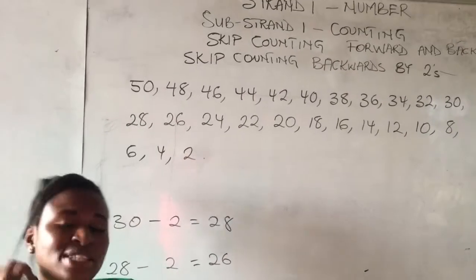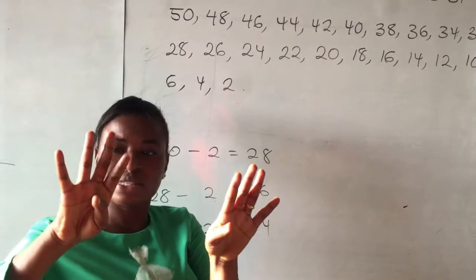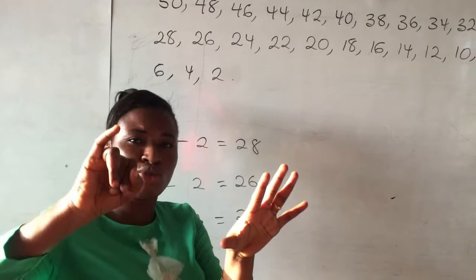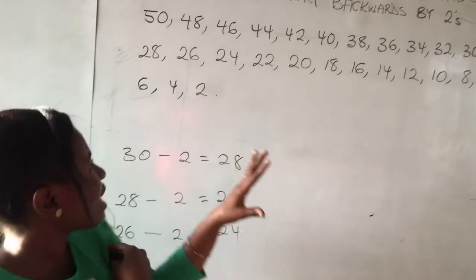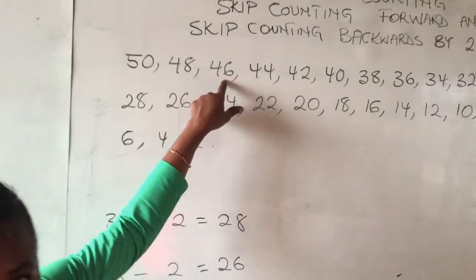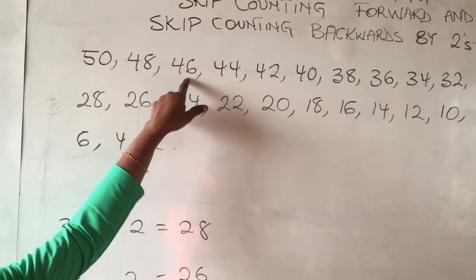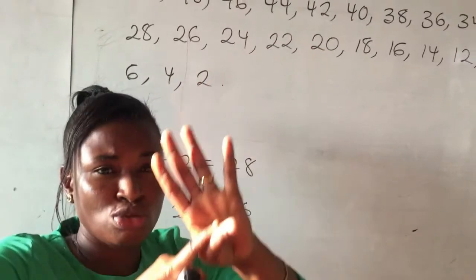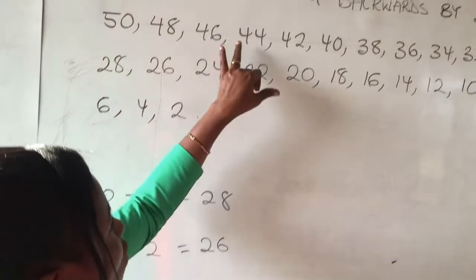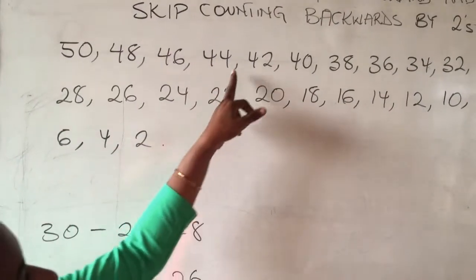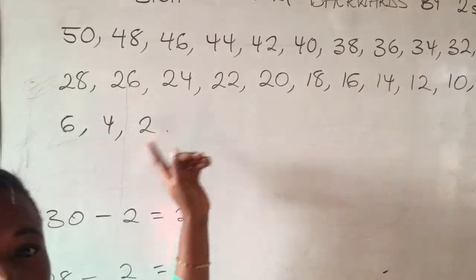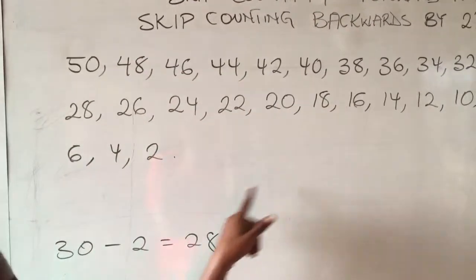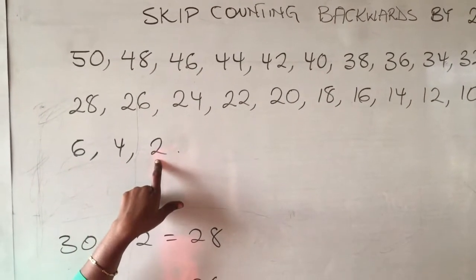So if I have 8, and I subtract 2, what do I have? 6. So the next number will be what? 46. You get it? 46. So here is 6. If I have 6 and I subtract 2, what will I get? 4. So I have what? 44. So you keep subtracting 2 to get the skip count backwards in 2s until you end at 2.